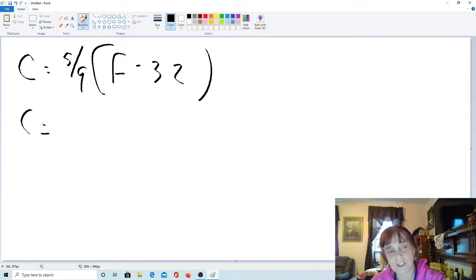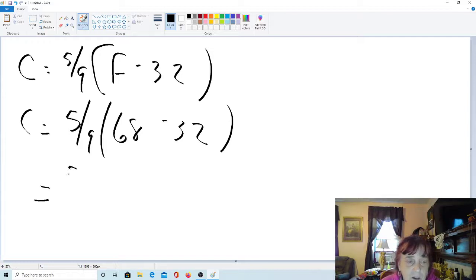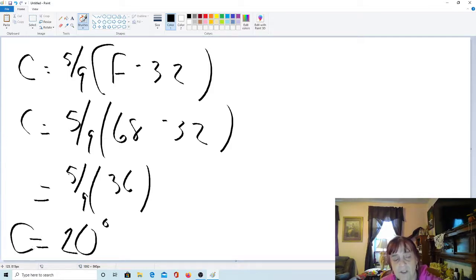So if it's 68 degrees, 68 minus 32 is 36. 36 divided by 9 is 4. And 4 times 5 is 20. So that's 20 degrees Celsius if 68 degrees Fahrenheit.